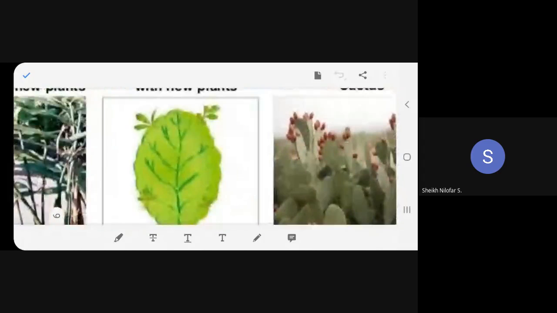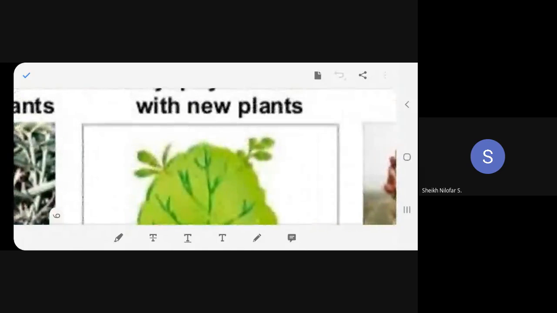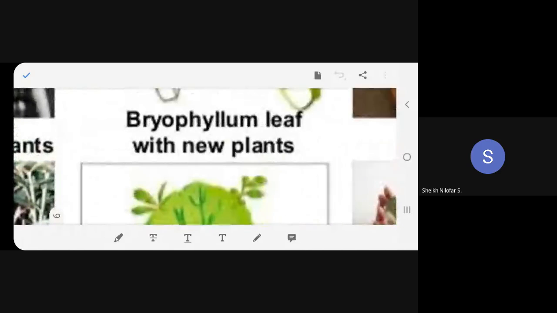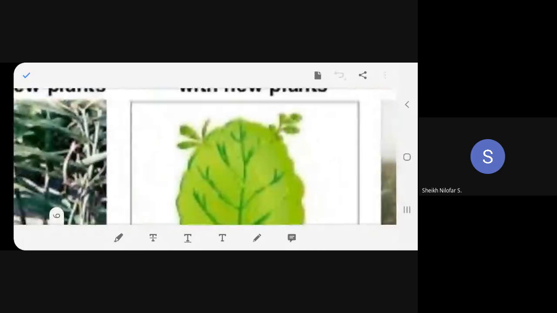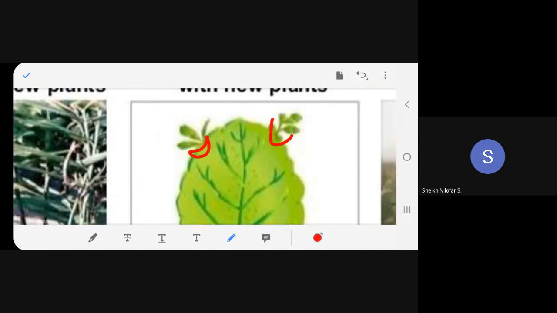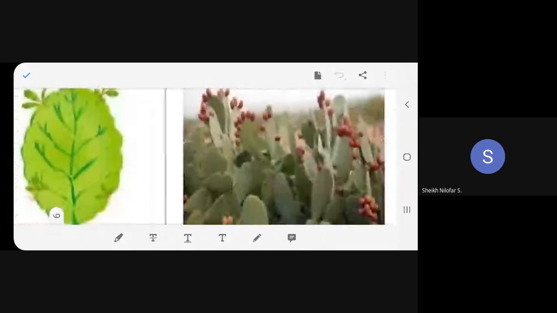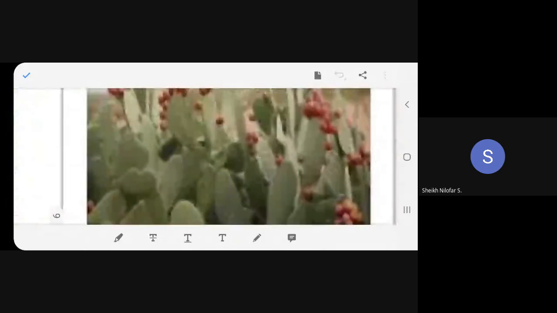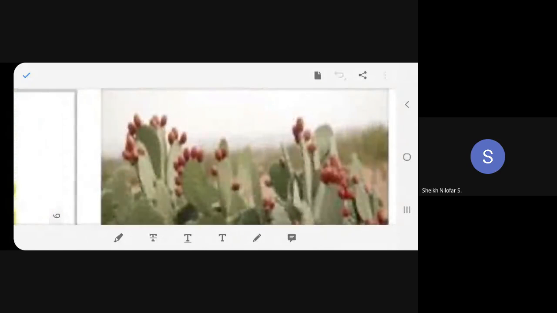Okay, ma'am. This is bryophyllum. Can you see this bryophyllum I showed you just now? From this leaf edge, you get a new plant. Okay, and this is cactus. You see the cactus with flowers? Yes, this is how it grows.